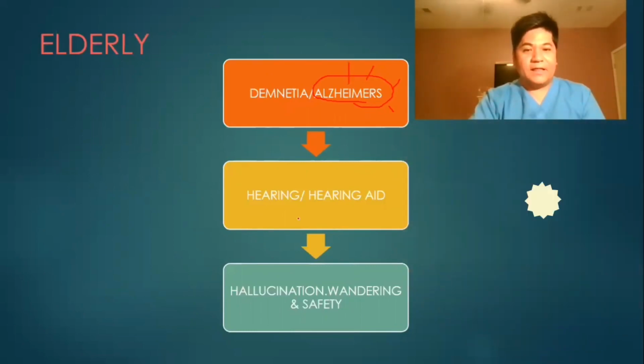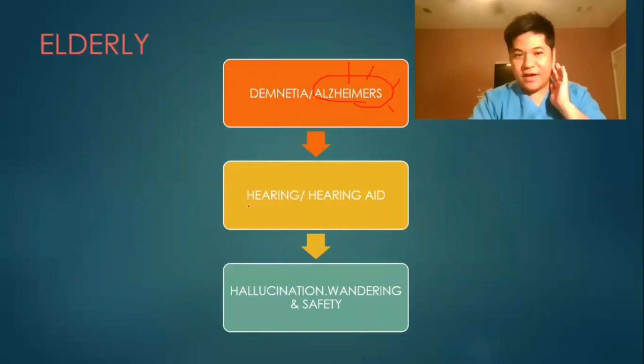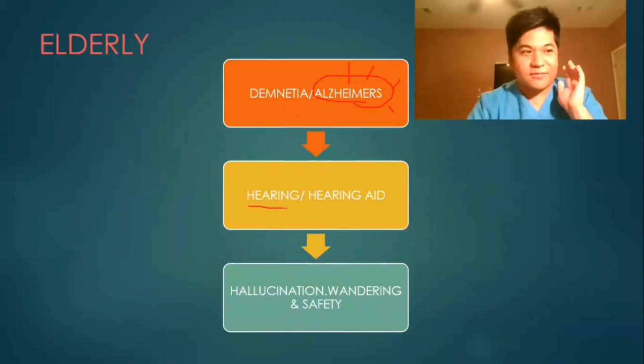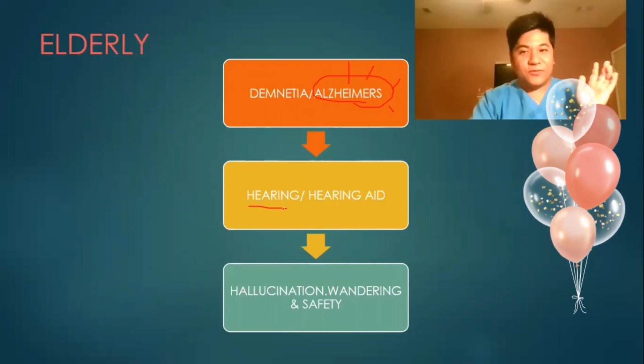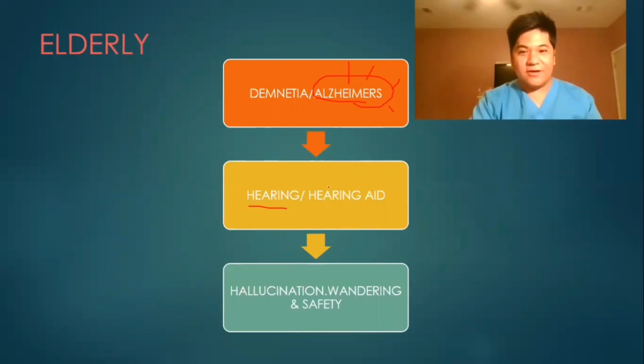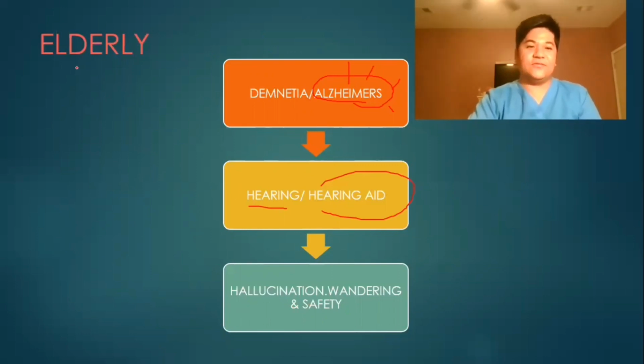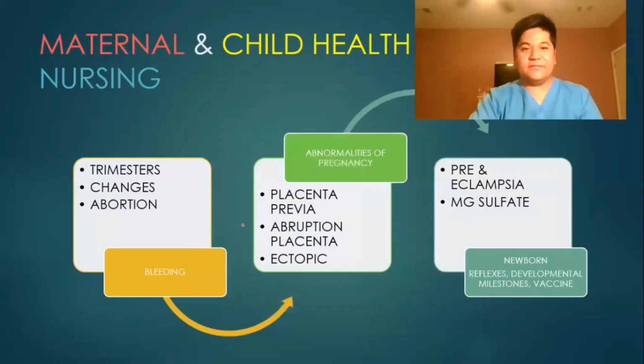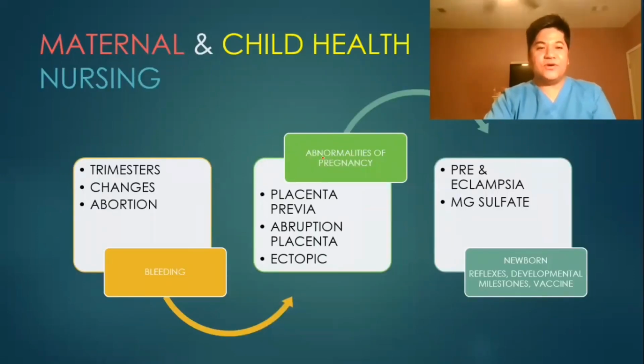Okay. Then hearing and hearing aid as well. If the hearing is affected, can we talk to them loudly, or what do we need to do? Check the lips of the client who is talking. Hearing aid also. And what if the client has hallucination, wandering, of course, the safety of the client. So those for elderly, especially their mobility and safety is a priority for this client. Now, for maternal and child health nursing, what do we need to consider?